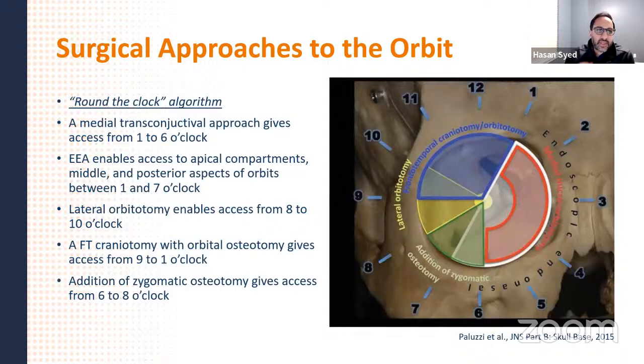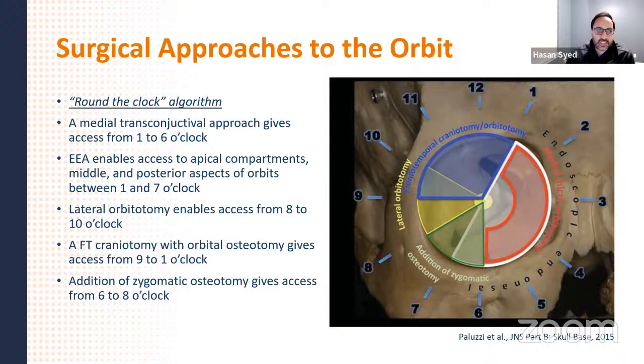So these are the surgical approaches to the orbit, this so-called round-the-clock algorithm. We know that the approaches include a large frontotemporal craniotomy and supraorbital approaches. You think of endoscopic endonasal approaches, especially from the inferior and medial portions of the orbit, and additions of lateral orbitotomies to look laterally. So I really refer you to this article in 2015 to go through those surgical approaches.